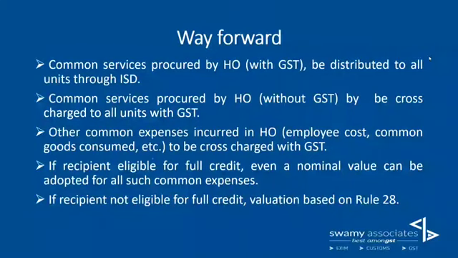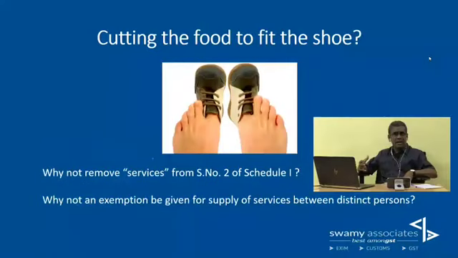Common services procured by head office without GST should be cross-charged. We have to do a cross-charge. Other common expenses incurred in head office, employee cost, goods consumed, infrastructure, IT, everything should be cross-charged to branches with a GST invoice. If the recipient is eligible for full credit, we can even adopt a nominal value. We need not do any proper apportionment valuation. Even a nominal value can be put if the recipient is eligible to take full credit. If the recipient is not eligible to take full credit, then we have to do proper valuation based on open market value or like kind and quality, etc.